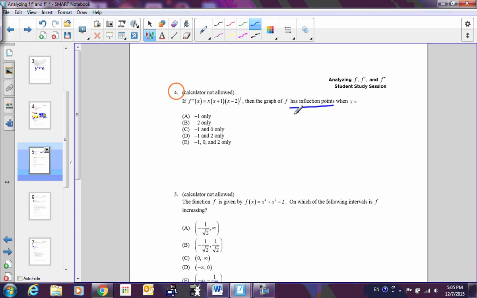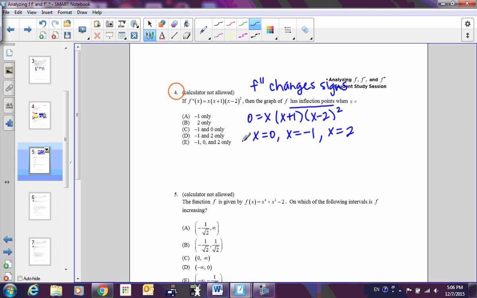Point of inflection. We know from our chart and just from learning that a point of inflection is when f double prime changes signs. So here I have f double prime. Let's set it equal to 0. Now, when I do this, I already have my answer staring at me because this is factored. So I have x equals 0, x equals negative 1, and x equals 2. These are, again, possible points of inflection. Now, last time they all ended up being points of inflection. Here, though, something else is going to happen.